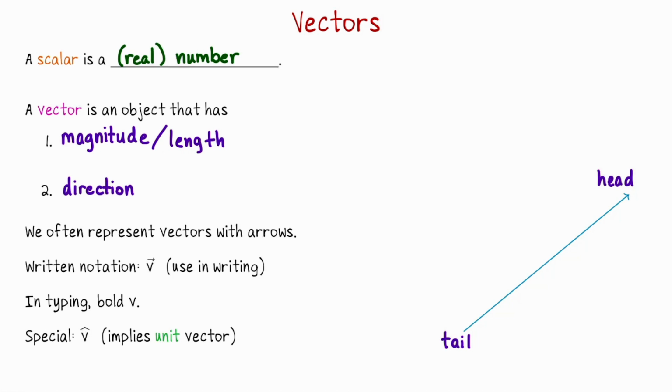If I want to call this vector v for vector, I will by hand write v with a little arrowhead over it. So on paper, if you're writing down a vector, try to use this notation. In a textbook or in a paper, a vector is sometimes denoted by a bold-faced letter. That's something that's very hard to do by hand, so by hand, use this arrow notation.